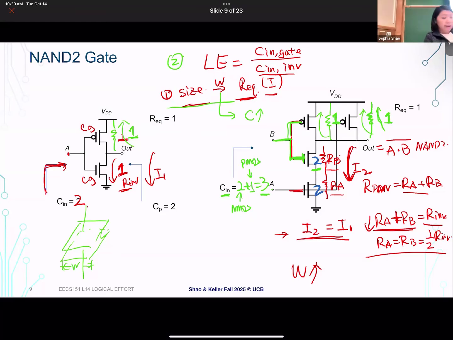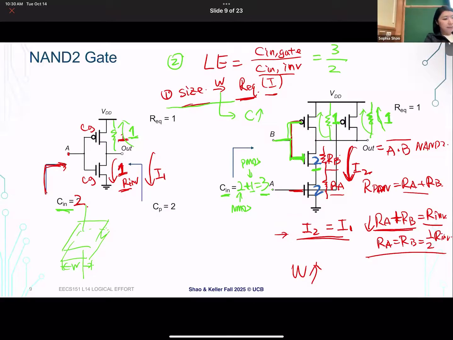So we get input capacitance is 3. So 3 is the input capacitance of my gate. And we look at the inverter, the input capacitance of the inverter is 2. So now the normalized logical effort is 3/2, which quantifies the additional effort I'm doing purely because of the topology of the gate.